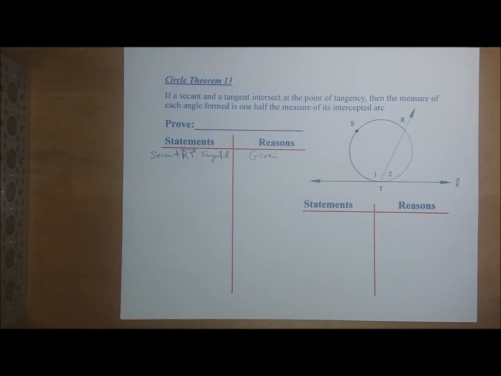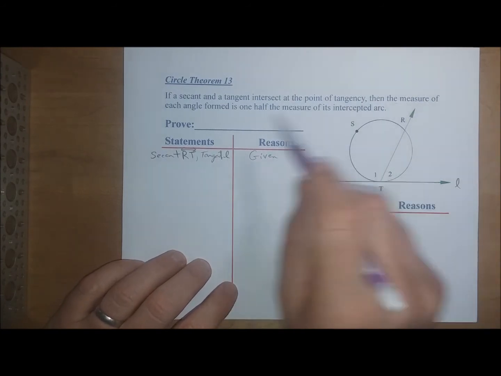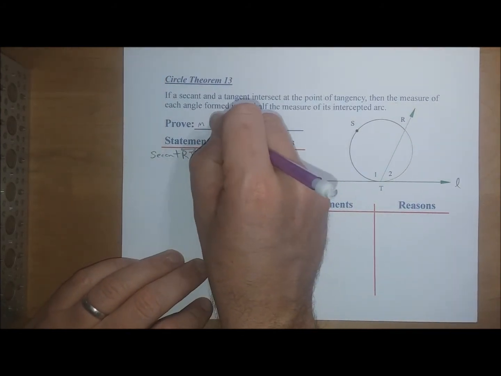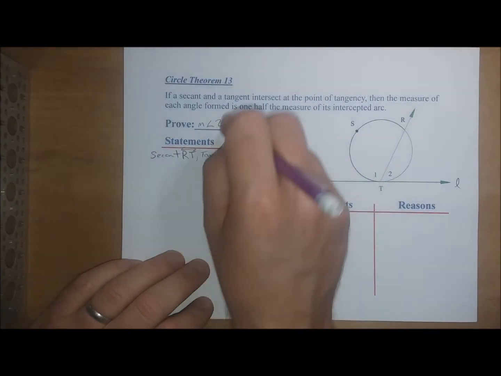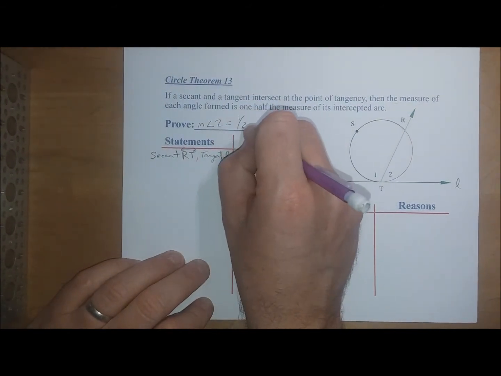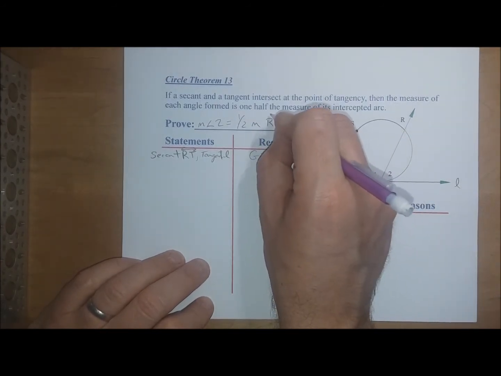Okay. And what are we being asked to prove? This bit after the word then. That's our conclusion. The measure of each angle formed is 1/2 the measure of its intercepted arc. Let's work on angle 2. Okay. So let's say the measure of angle 2 equals 1/2 the measure of arc RT that it intercepts.